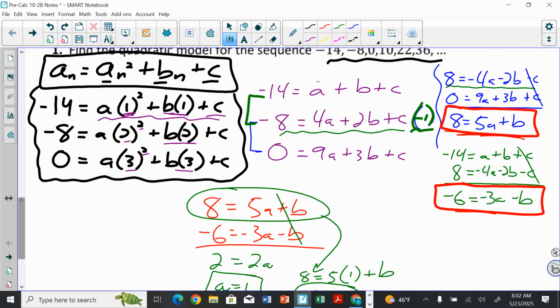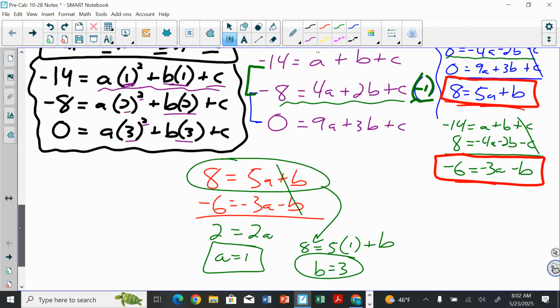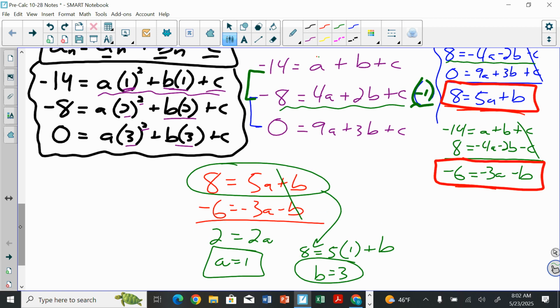Finally, I got to find C, right? So I know right now I can go back. I'm going to use the original equation because it's pretty simple. A, B, and C all equal to -14. So I can solve that really easy. This is 1, I know that. B is 3, so it's a total of 4. So how do I get to -14? C has to be -18 in this case. So now I know what all 3 variables are.